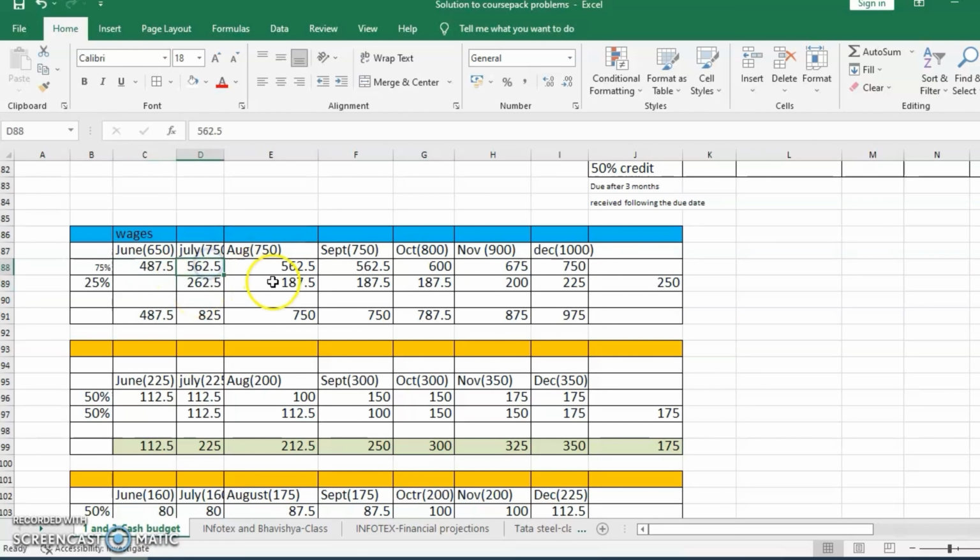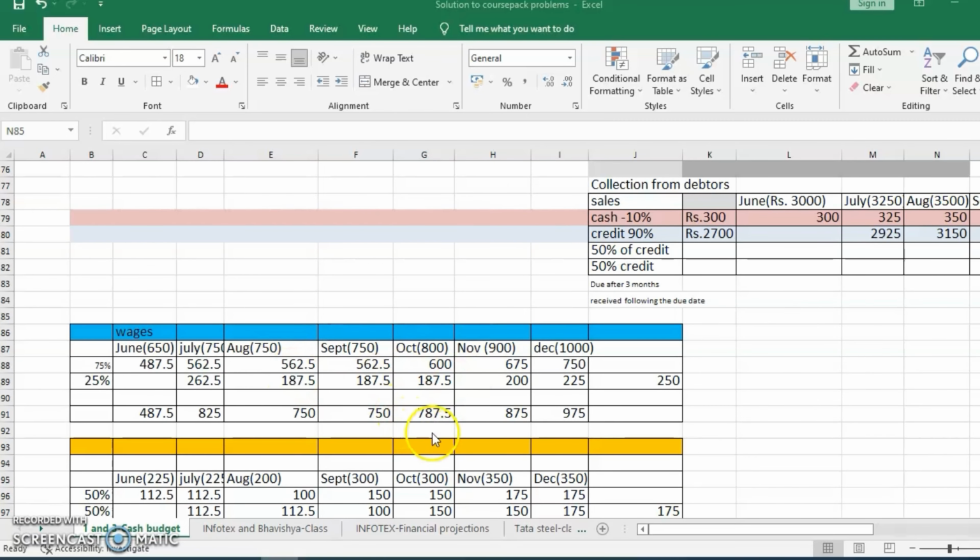Same way for July, August, September. Now since we are preparing for October, let's take October. 800 rupees is the total wages. 75% of 800 is 600. 200 rupees will be paid in the following month. Same way, September if you have taken, 75% of that amount would have been paid in the same month, while 25% of that shall be paid in the month of October. So due to which, if you look at the wages paid, it will have a different number altogether.